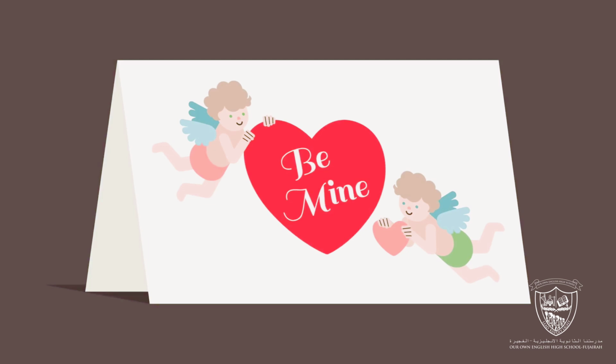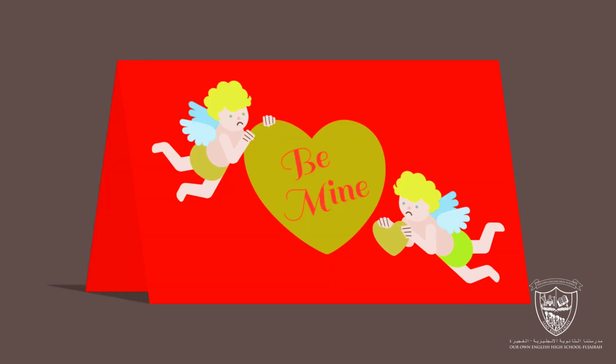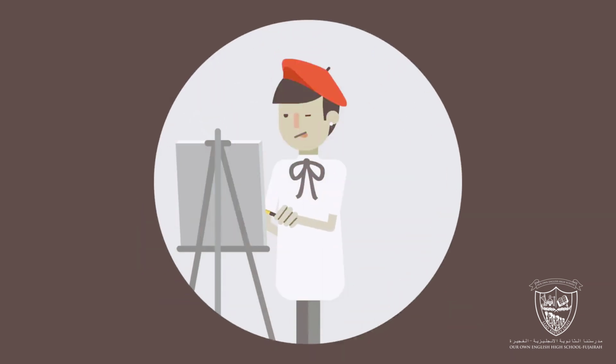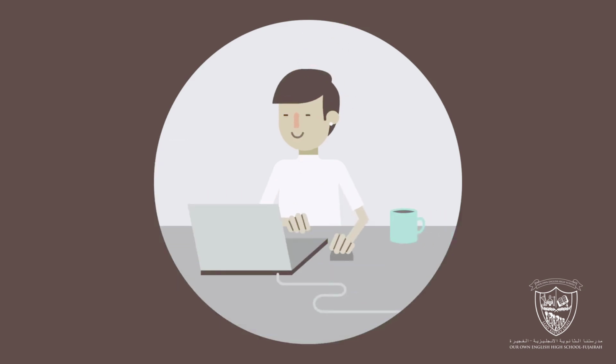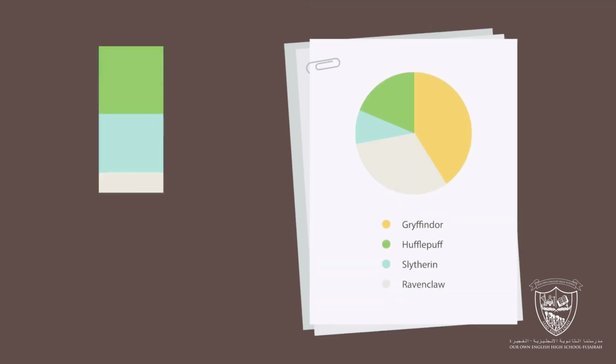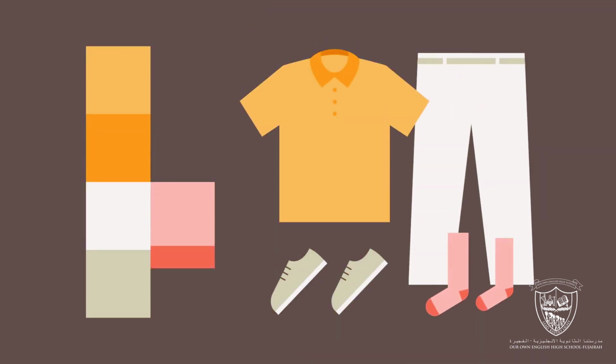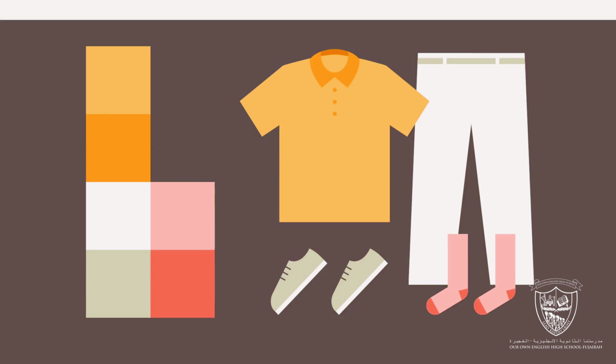So how do we know which colors look good together and which ones don't? The answer is simple. Color theory. Artists and designers have followed color theory for centuries, but anyone can learn more about it. It can help you feel confident in many different situations, whether it's choosing colors for a design or putting together the perfect outfit. All it takes is a little insight, and you'll be looking at color in a whole new way.